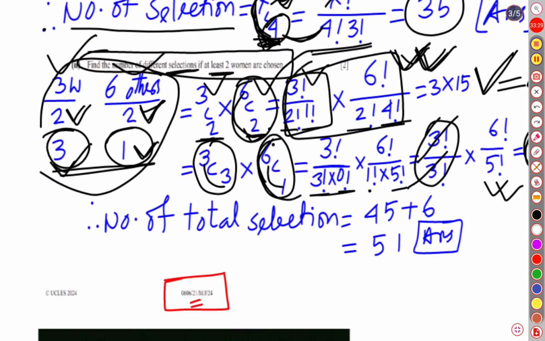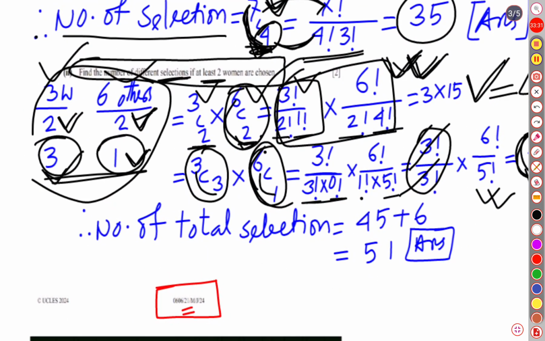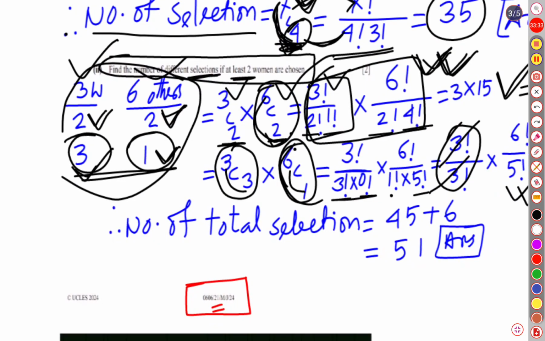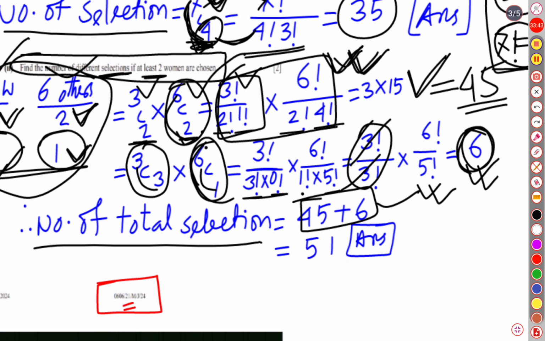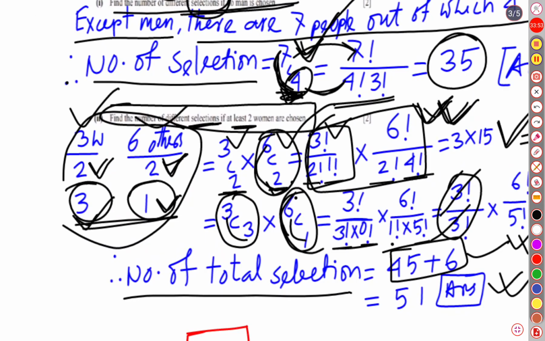Let me show you. We have written here number of total selections. In the first case there are 45, in the second case there are 6, so total 51 selections we can do. So this is the way here. Whenever you get 2 or 3 cases, then all of them should be shown in the scenario, as I have shown over here. Look at this.